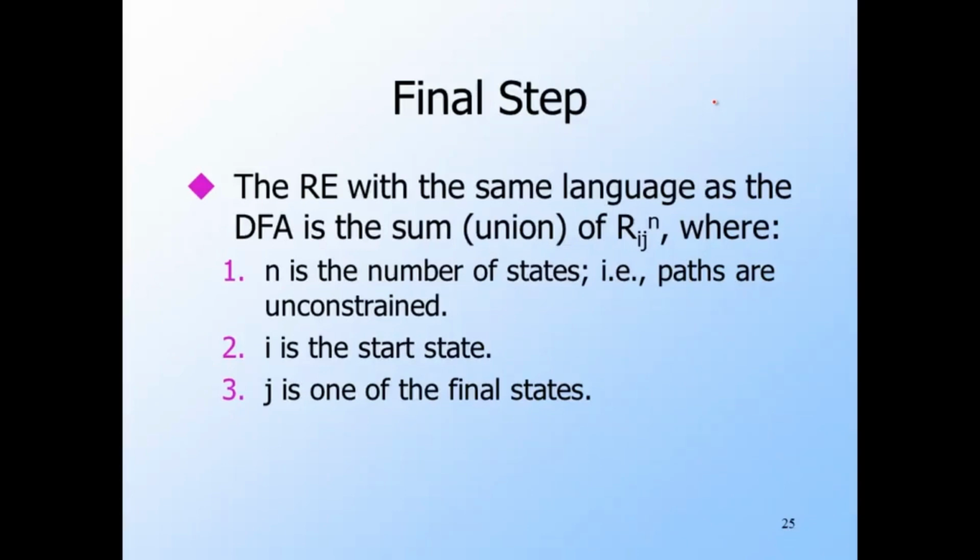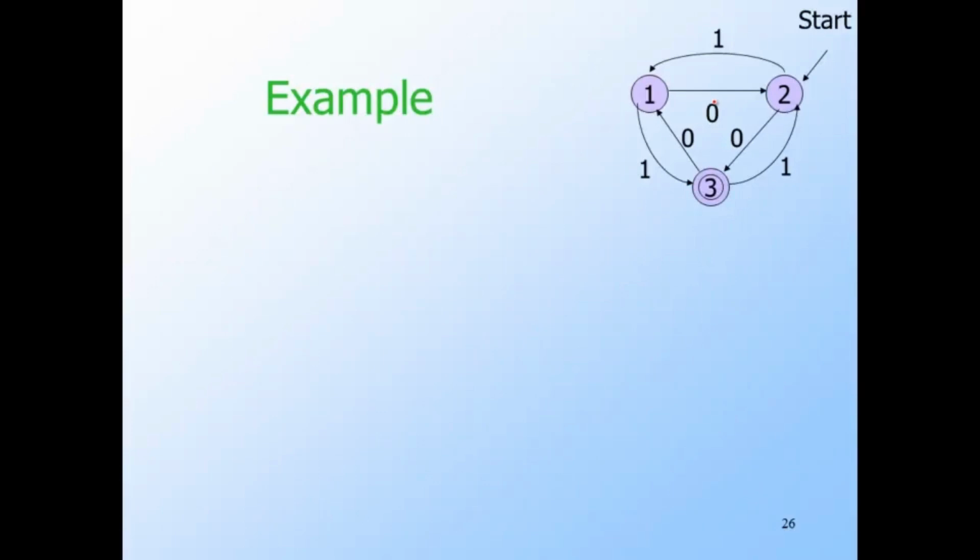Finally, as we have hinted, the regular expression with the same language as the given DFA is formed by taking the union over all final states j of R_ij super n, where i is the start state. Okay. So here is our example DFA again. Now we have to install a start state and some final states. So let's assume that state 2 is the start state and 3 is the only final state. So the regular expression that we want is just R_23 super 3.